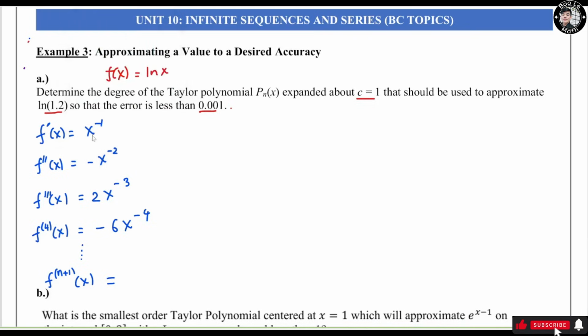Now observe that the first derivative has the plus sign. The second derivative has the negative sign. The third derivative has the plus sign. The fourth derivative has the negative sign, right? So if you see an even derivative, it should be negative. If you see an odd derivative, it should be positive, right?